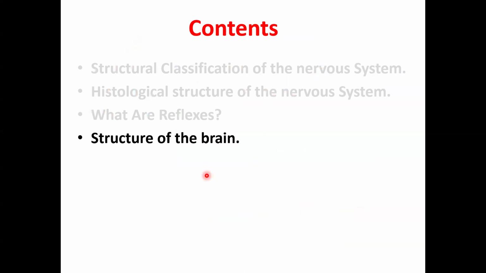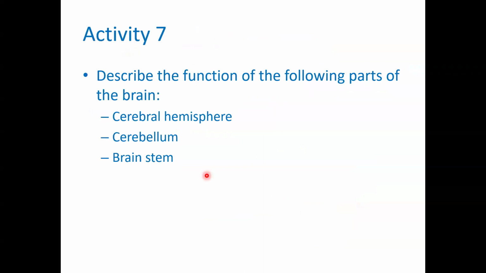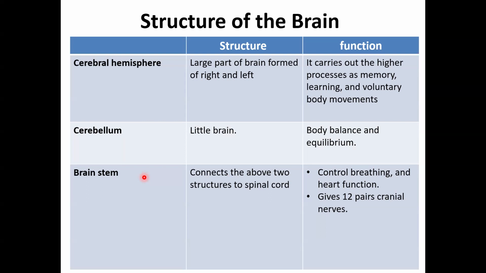Finally, we will move to the structure of the brain. We have the final activity here, activity number 7: describe the function of the following parts of the brain: cerebral hemisphere, cerebellum, and brain stem. I have here a nice table to summarize what we need to know. Cerebral hemisphere, large part of the brain, formed of right and left. Its function is to carry out the higher processes such as memory, learning, and voluntary body movement. Cerebellum, little brain. The function of the little brain is body balance and equilibrium.